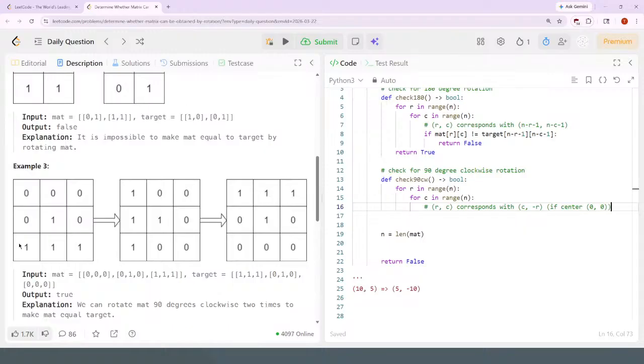Let me see. So this thing goes here. Yeah, I mean, RC becomes C comma R even? Is that right? RC becomes CR? Because it's almost like the last row becomes the first column. The last row becomes the first column. So it's not quite.